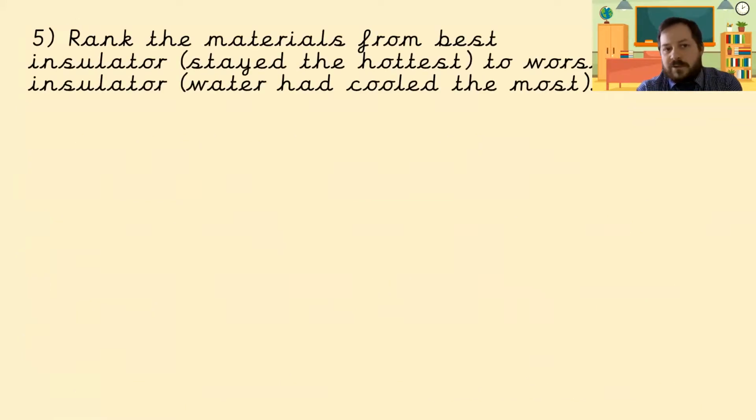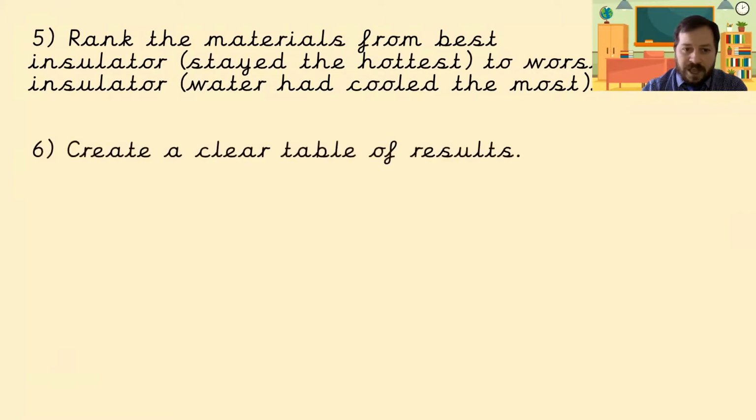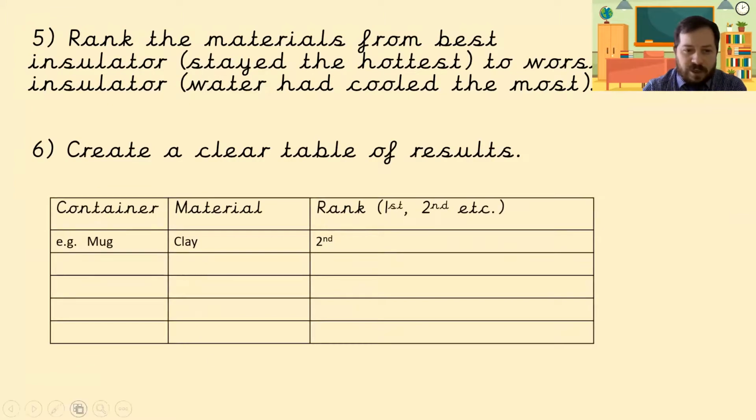And then rank materials from the best insulator, so stayed the hottest, to the worst insulator, the one that's cooled down the most. And then create a clear table of results. Put a container on one side, so maybe a mug, what material it's made out of, clay, plastic, metal, glass, and then rank it first, second, third, fourth, however many different materials you are testing. And that should give you an idea of which one was the best, the worst, nice and easily. You can even see the ones in between.